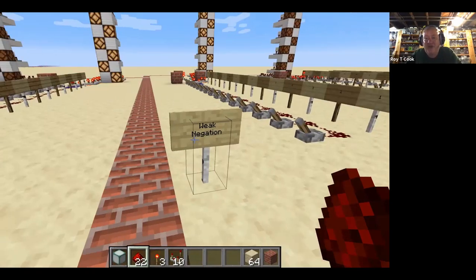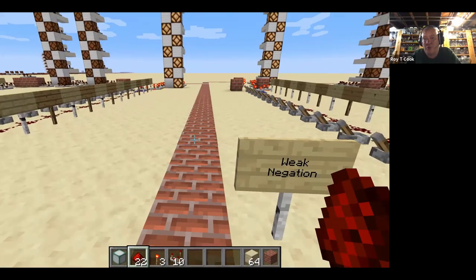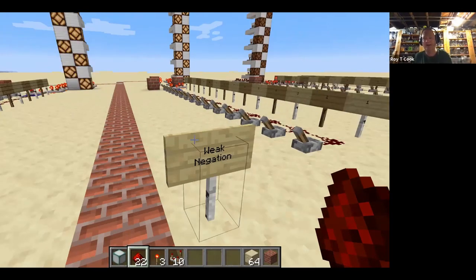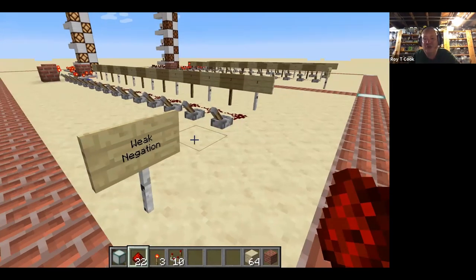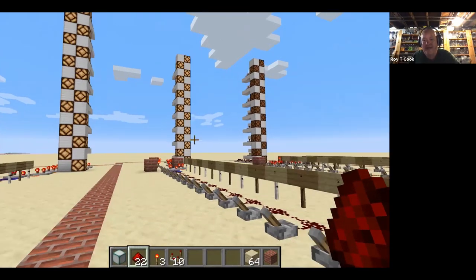And also, we can construct a weak negation, right? So remember that the redstone torch on its own was a strong negation, right? It only lit up if we had no charge at all, right? So it lit up on 0, didn't light up on anything else. Weak negation should light up on any charge other than 15, right? And in fact, this does, right?